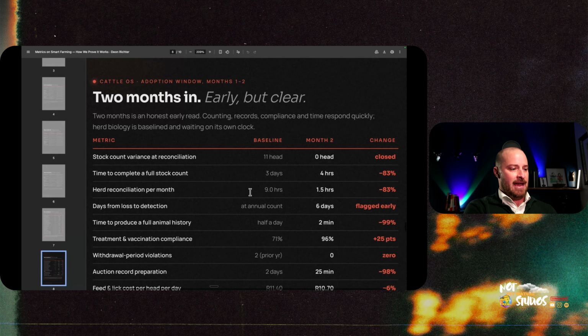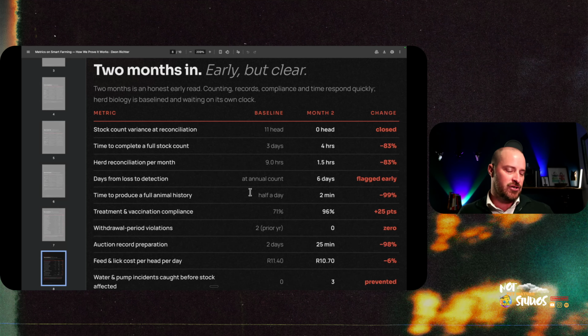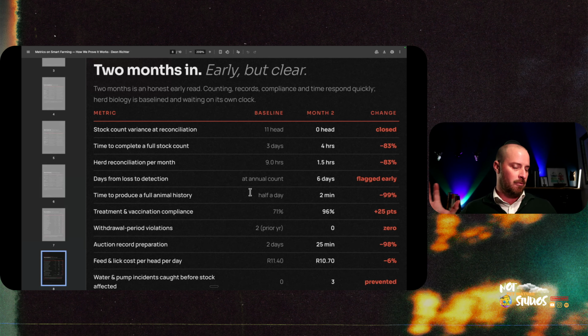Then we can look at, I'm quickly just going to go through the Cattle OS, but obviously we didn't do the financial model on that. We measured the stock count variance at reconciliation. It used to be 11. We brought that down to 0. Time to complete a full stock count used to be 3 days. It's a very complex, large scale. Now it takes 4 hours.